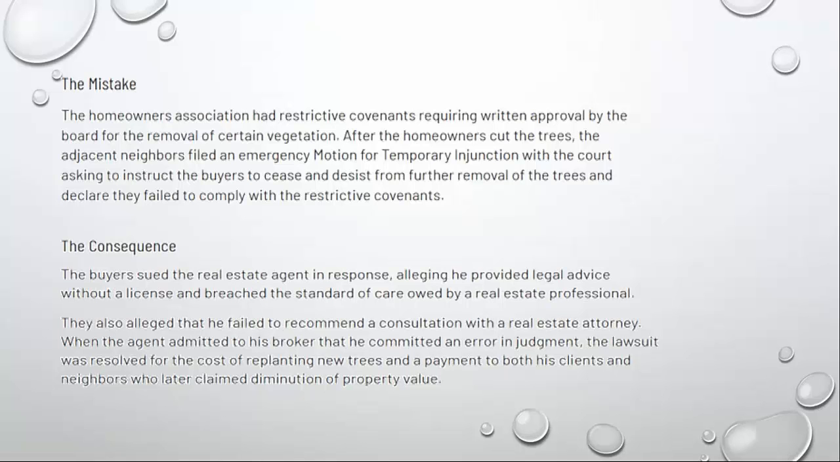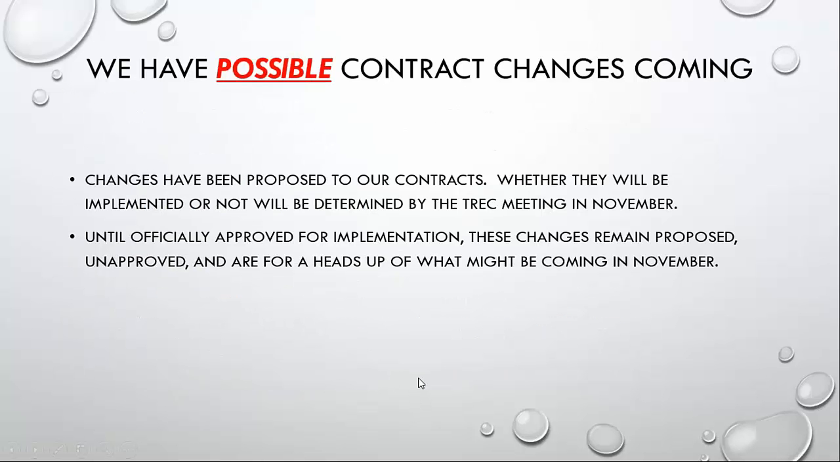And what happened was the buyer sued the real estate agent, alleging he provided legal advice without a license and breached the standard of care by a real estate professional. They also said he failed to recommend a consultation with a real estate attorney. When the agent admitted to his broker that he committed an error in judgment, the lawsuit was resolved and they replanted the trees, and a payment for his clients was involved, and who later filed a claim for reduced property value because of it.